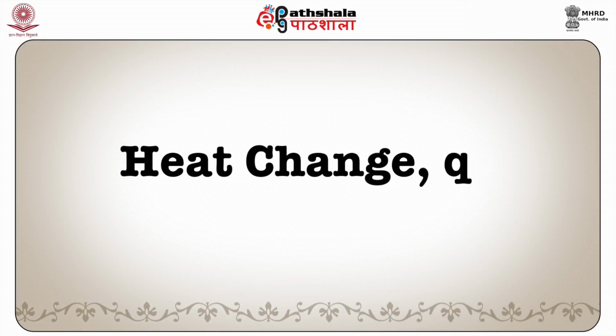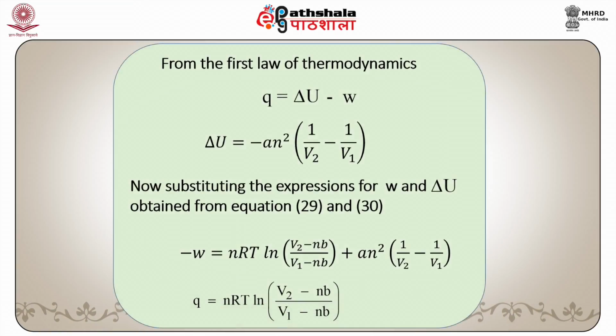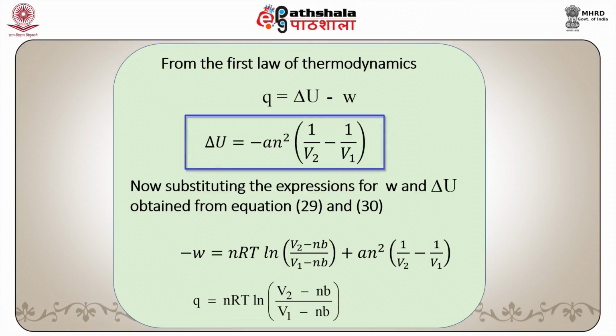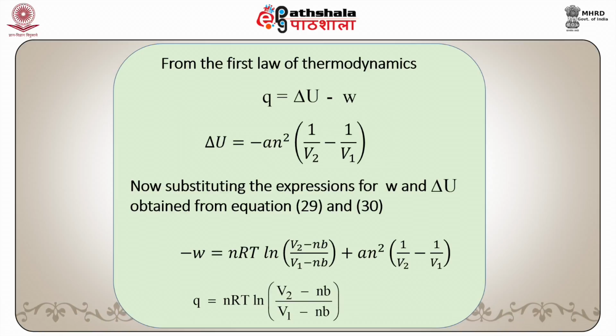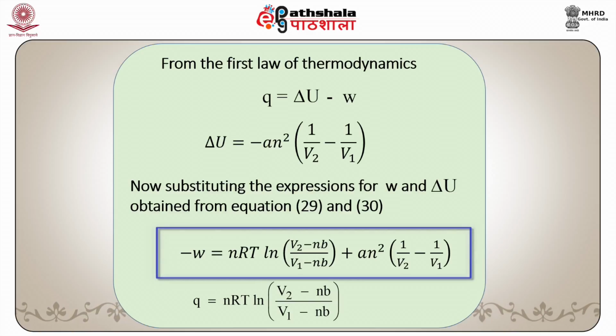Heat change Q. From the first law of thermodynamics, we find the expression Q is equal to delta U minus W. Since delta U is minus an² times (1/V2 − 1/V1), substituting the expressions for W and delta U obtained from equations 29 and 30, we finally get Q is equal to nRT ln((V2 − nb)/(V1 − nb)), and minus W is equal to nRT ln((V2 − nb)/(V1 − nb)) plus an² times (1/V2 − 1/V1).